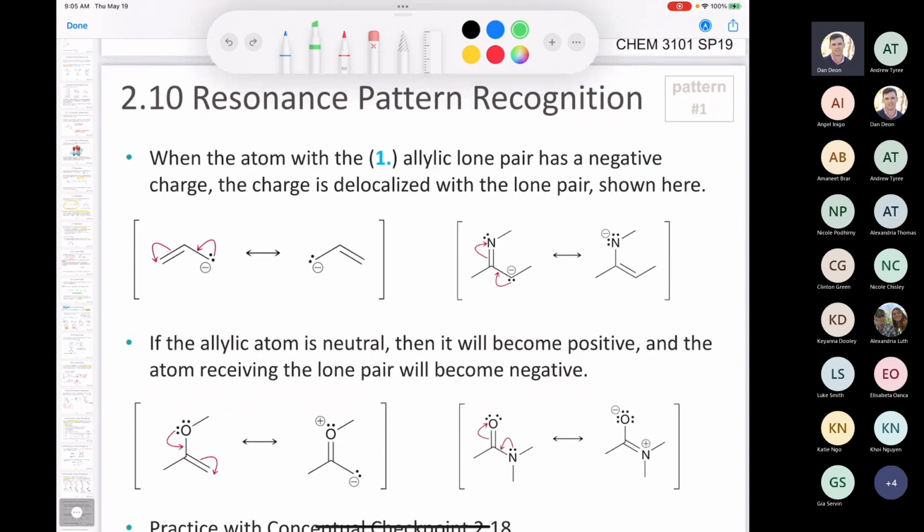It says when the atom with one allylic lone pair has a negative charge and is delocalized, as is shown here, then we still end up with a negative charge, and that makes sense, right? If you're starting out with something that's negative, you have to end up with something that's negative. Same thing here. We have a negative charge. We have to end up with a negative charge. So that's something else to look for.